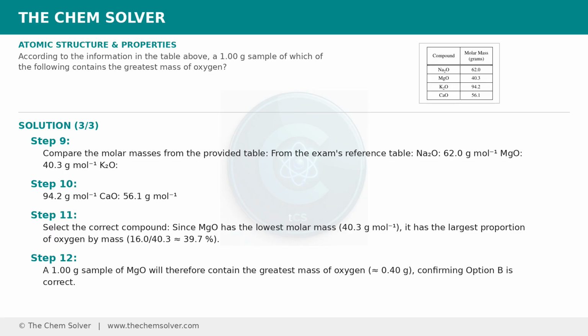Since MgO has the lowest molar mass, 40.3 grams mole to the power minus 1, it has the largest proportion of oxygen by mass, 16.0 over 40.3, approximately 39.7%. A 1.00 gram sample of MgO will therefore contain the greatest mass of oxygen, approximately 0.40 grams.